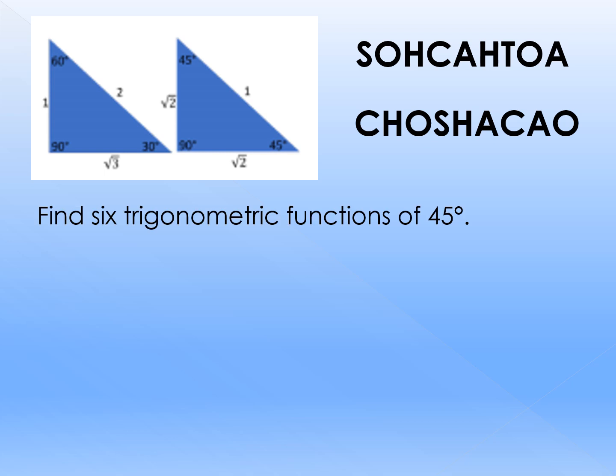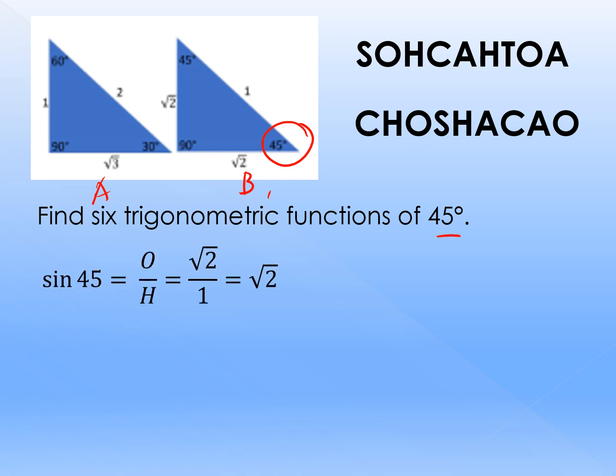So we have illustration A and illustration B. Based on the two illustrations, since we're looking for 45 degrees, we're going to use illustration B because 45 degrees is here. Now let's find sine 45 degrees. Again, we're going to use opposite over hypotenuse.